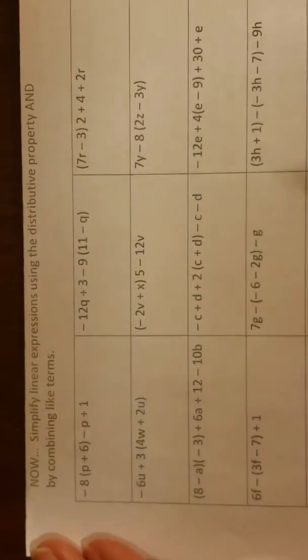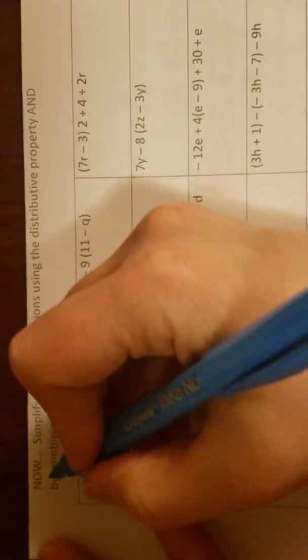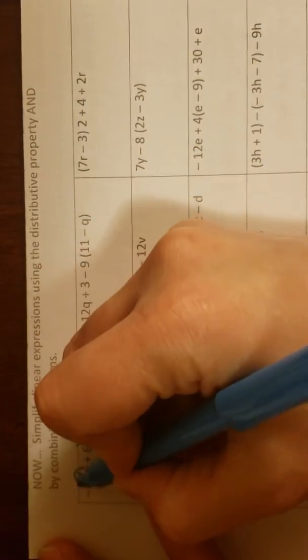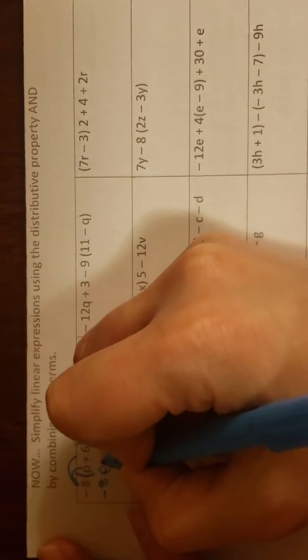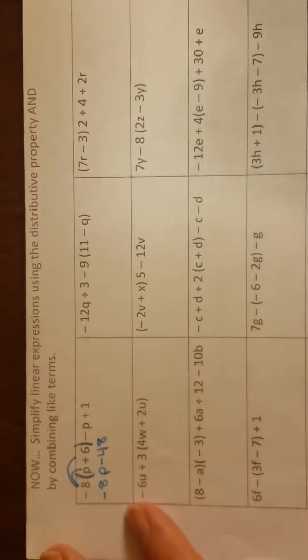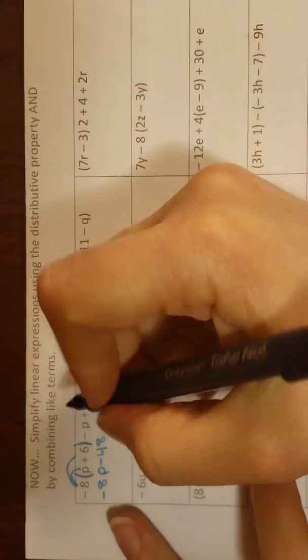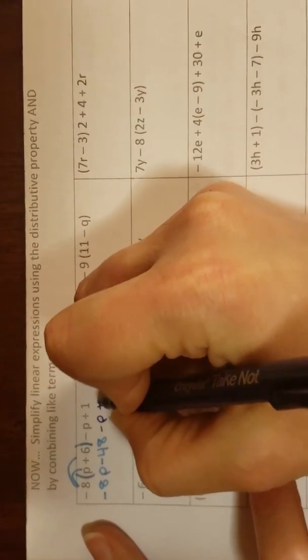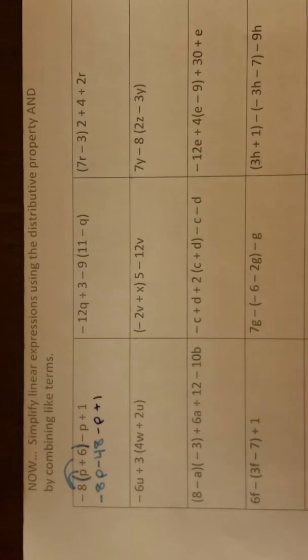There we go. Okay, here's our parentheses. They go with a negative 8. So negative 8 is being distributed to everything on the inside. So this becomes negative 8p minus 48. The other part, the negative p plus 1, they just come down. Okay, so now we have a long expression to represent our expression after the distributive property. And now we can combine our like terms.